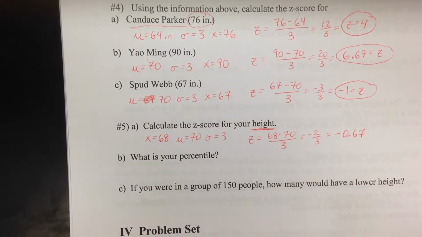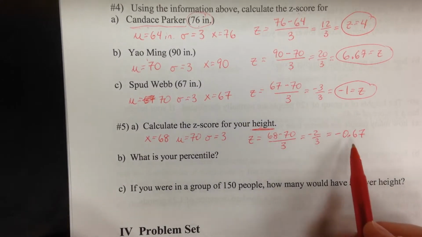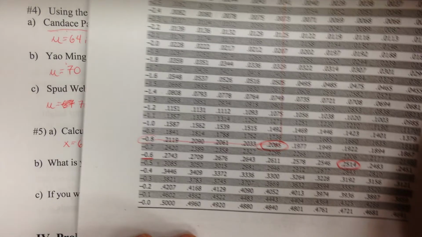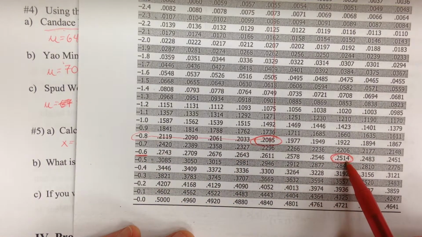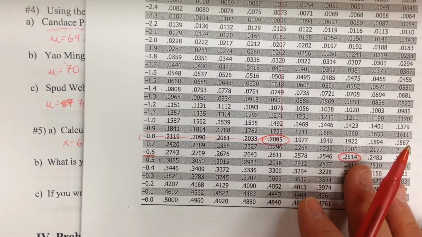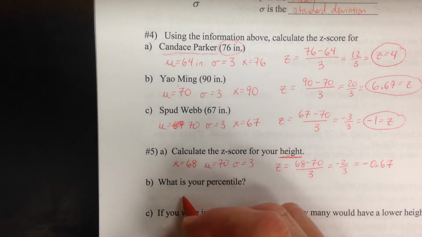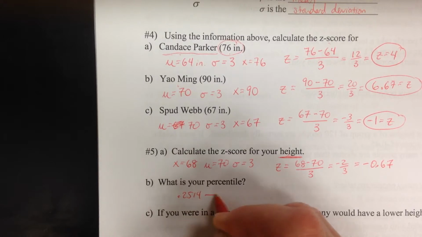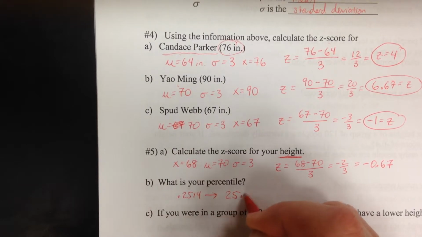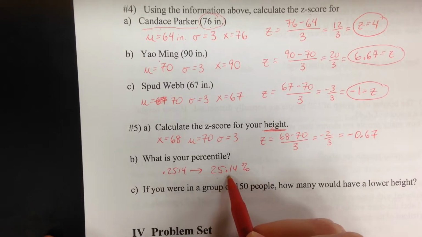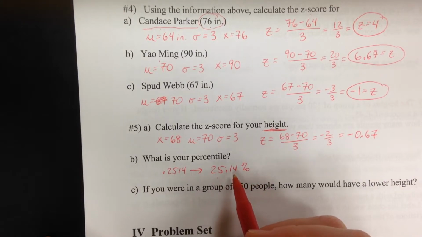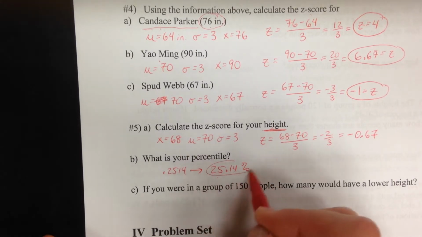Now the percentile, we already did that. We looked at it here. So negative 0.6, and we went over to the 0.07, so it's 0.2514. I'll change that decimal to a percent. So you're in the 25th percentile. What that means is that you are taller than about 25% of the population, or you can say 25% of the population is shorter than you.